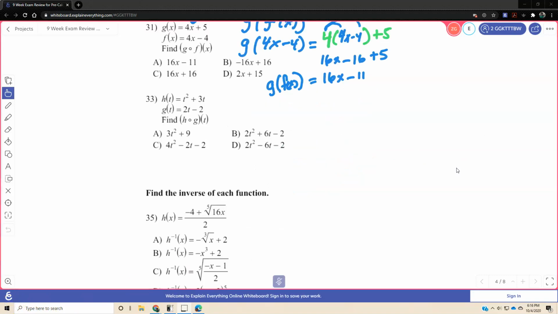33 has h of g of t. So you have h, and your input is g of t. G of t is 2t minus 2. That is the input. So if we look at h, it is going to be t squared plus 3 times t. So the input is going to be 2t minus 2.